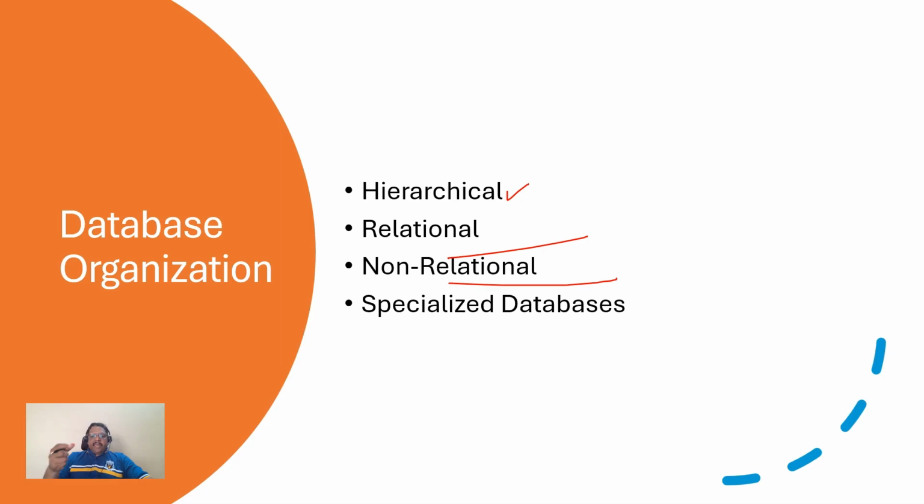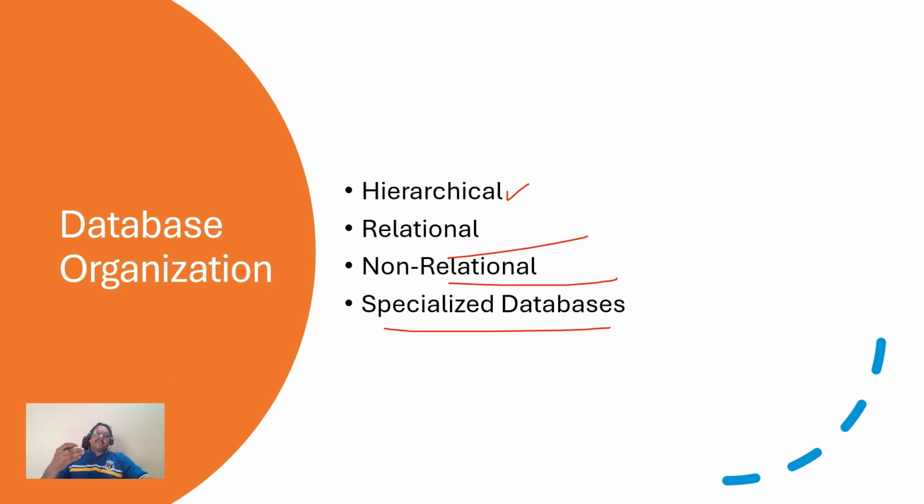And if you expand these non-relational, we can say column-oriented. They are spatial. They are object multimedia. They are flat file databases. They may also be key-value pair. They may be triple store. So under non-relational, you can find different categories of databases. Okay, and the final one we have is the specialized databases.